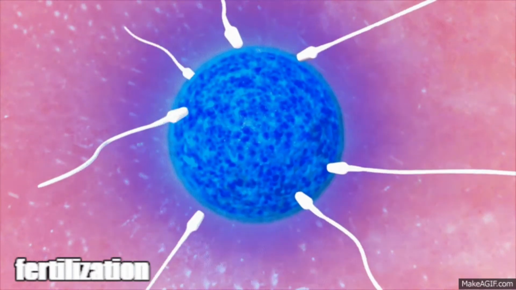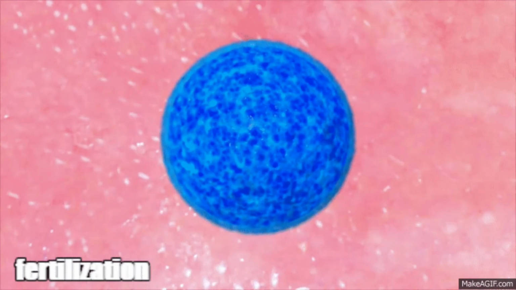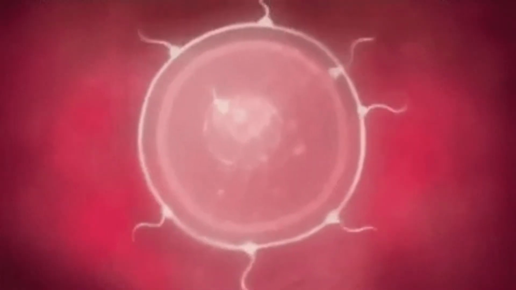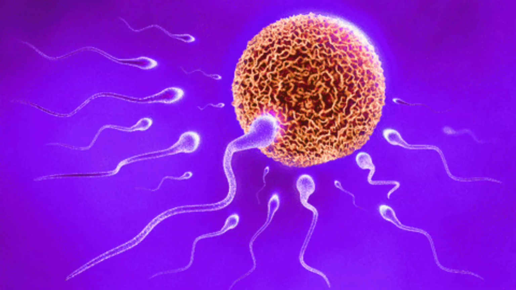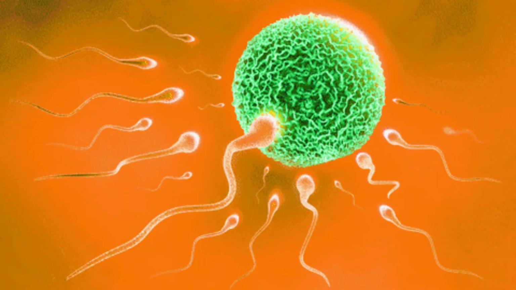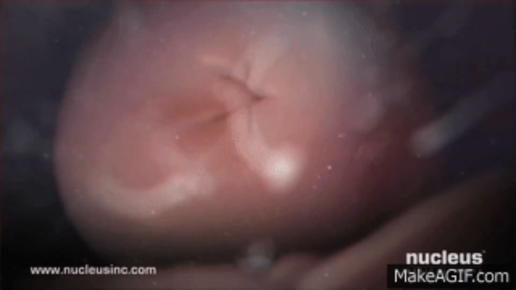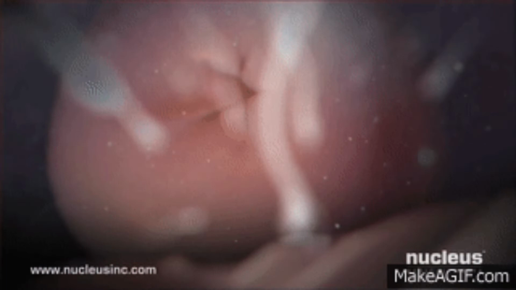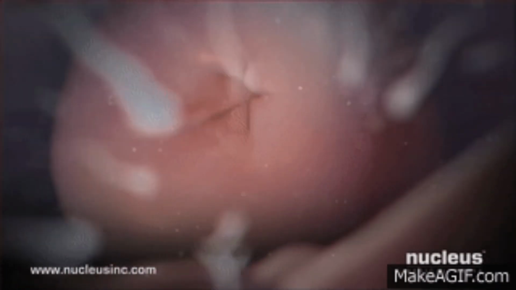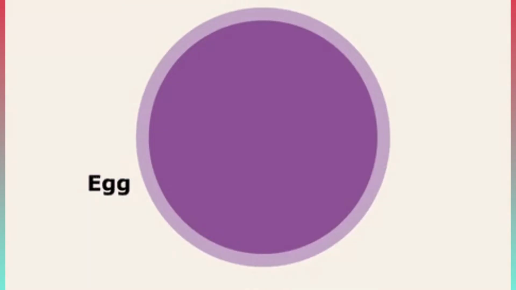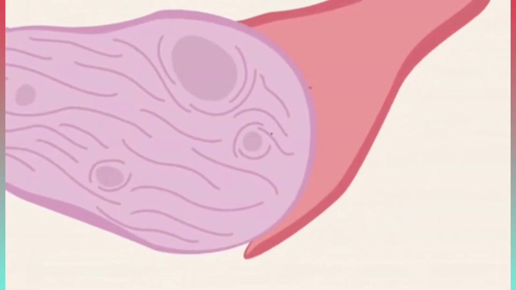During copulation, also known as intercourse, the penis is inserted into the vagina and sperm cells are released through ejaculation close to the cervix. The sperm cell swims through the cervix up into the uterus and through the fallopian tubes. The haploid ovum released through ovulation enters the fallopian tube.